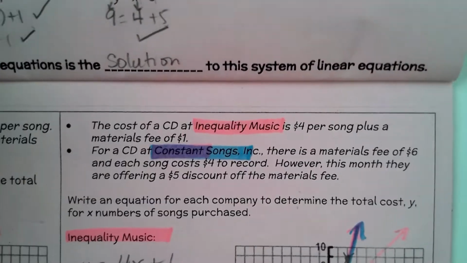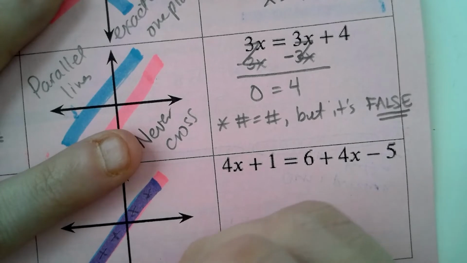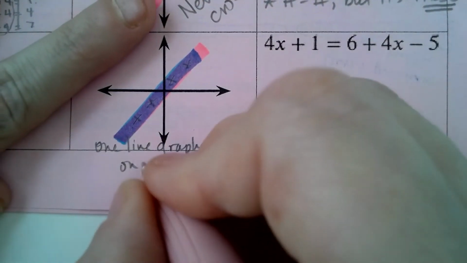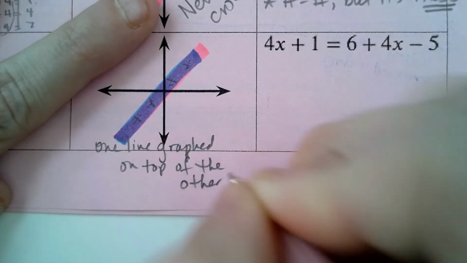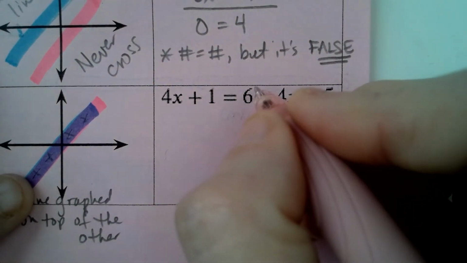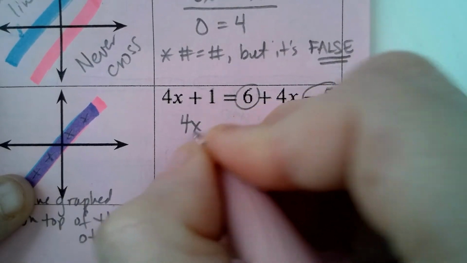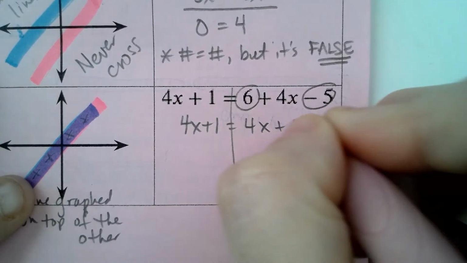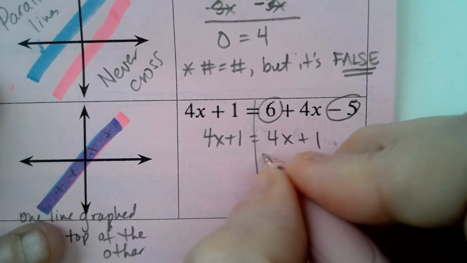and actually really quick, I'm sorry, let's write that down. One line graphed on top of the other. Okay, now for this one, when I solve it, again, I'm going to start by combining like terms. I have positive 6 and negative 5. 4x plus 1 equals 4x plus 1. Okay, so I'm starting to see already that I got the same thing on both sides.